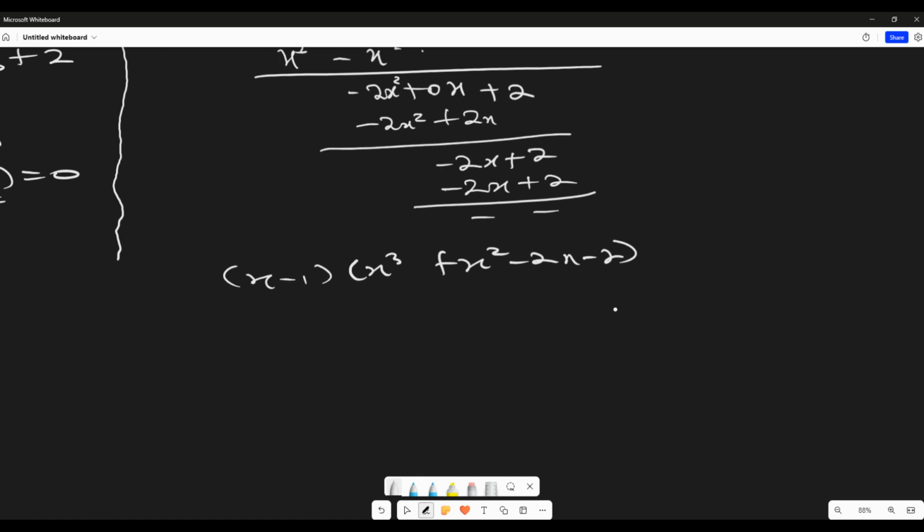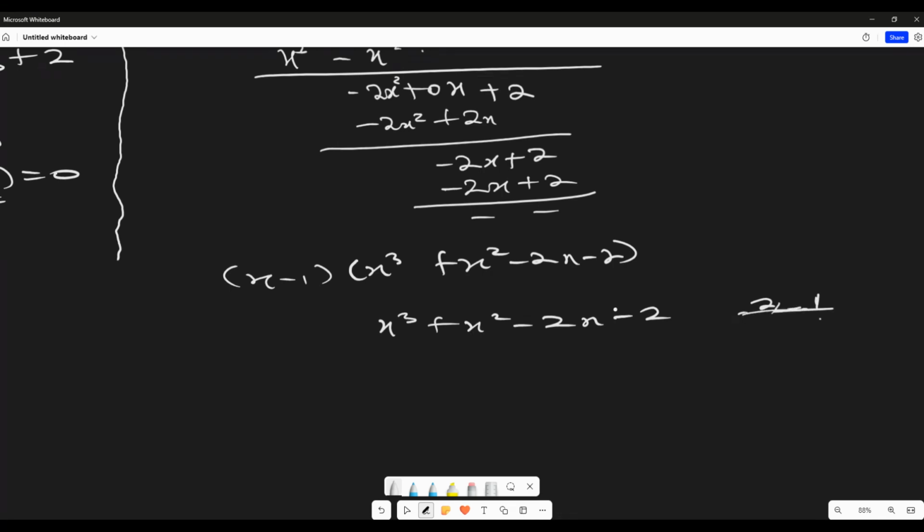So let's copy that one out. x cubed plus x squared minus 2x minus 2. So the factors of 2 are still 2 and 1. So we can do trial and error for 2 and 1 to see which one will give us 0. So it doesn't work. We can try negative 1 and negative 2 and see which one will give us 0. Trial and error. So I'm trying negative 1 first.